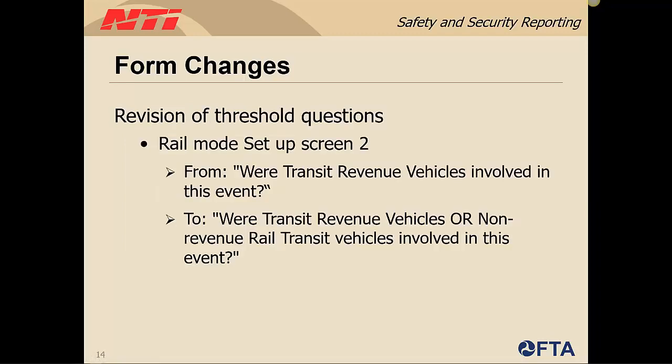So earlier we reviewed the rail-to-rail collision reporting. We made one form change on setup screen 2 for rail modes to help in that clarification by changing the wording of one of the key questions, which is, we changed this question from were transit revenue vehicles involved in this event to were transit revenue vehicles or non-revenue rail transit vehicles involved in this event. And again, that's just to help facilitate where you report those maintenance vehicle collisions.